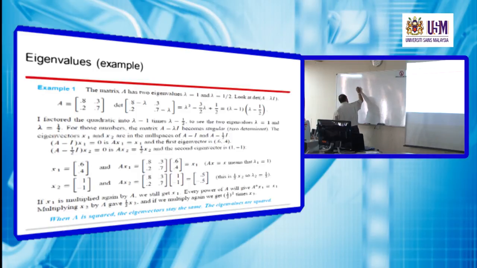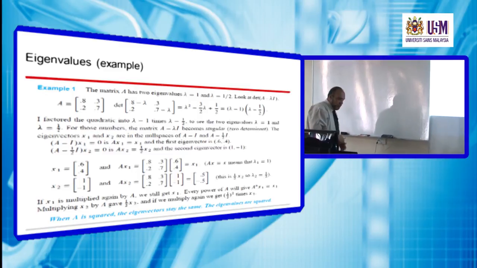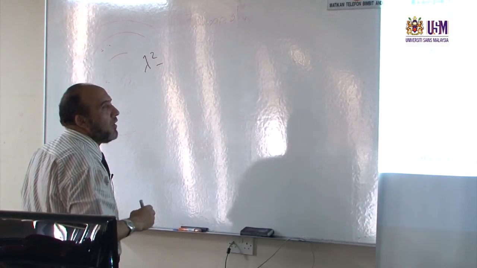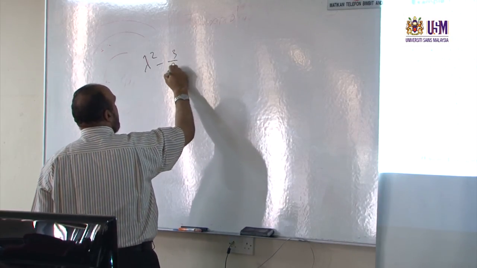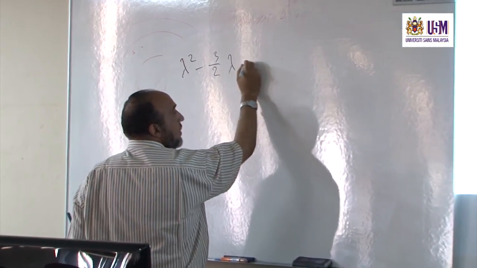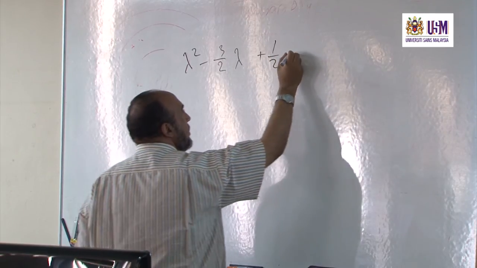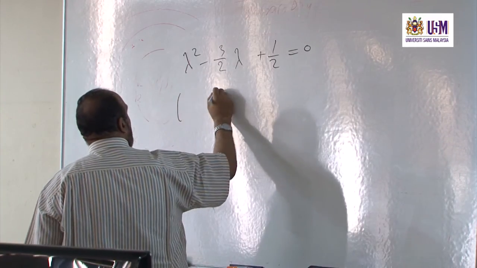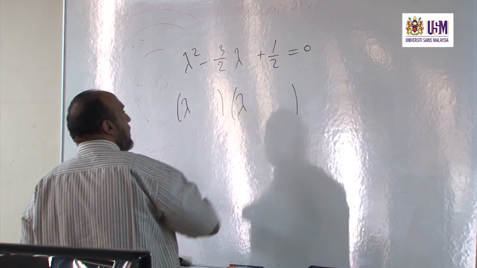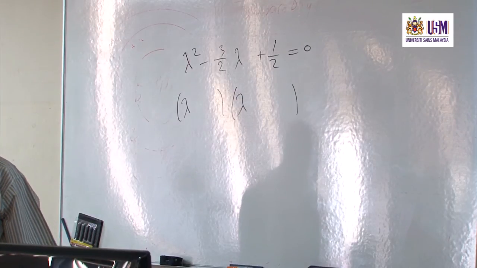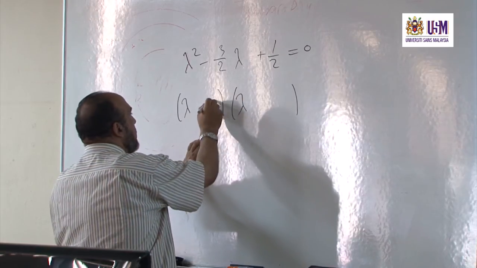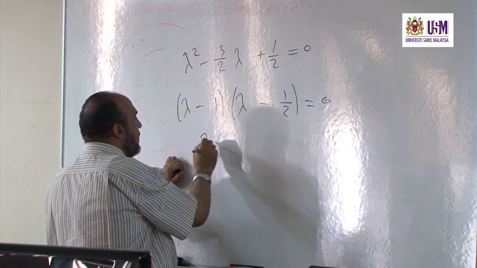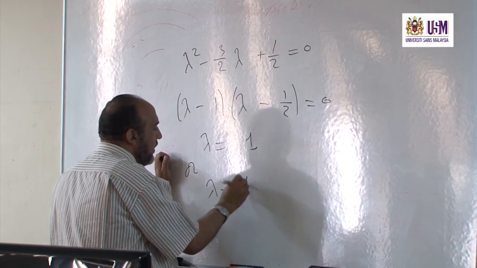This one, we have lambda squared minus 3/2 lambda plus half equals zero. Okay? So you analyze this. Here is lambda, and here. Okay? And then this half could be 1/2 to get this. So this is negative and negative. This equals zero. So either lambda equals 1 or lambda equals half.